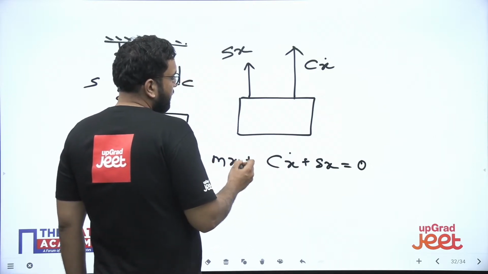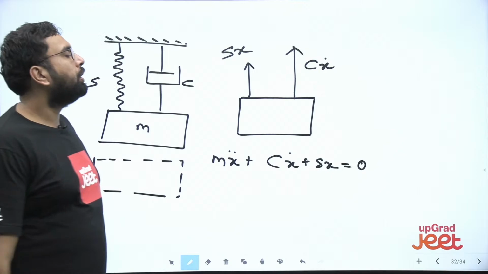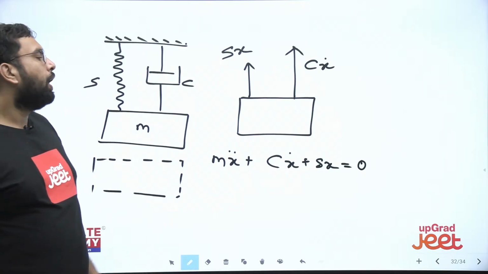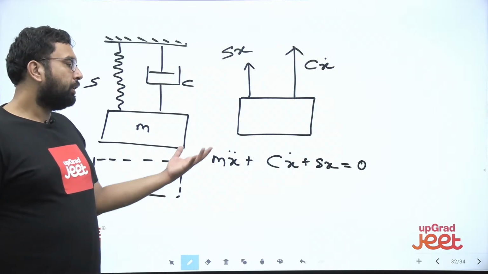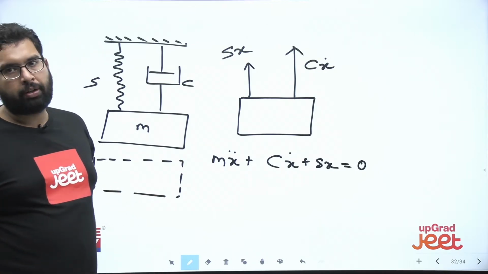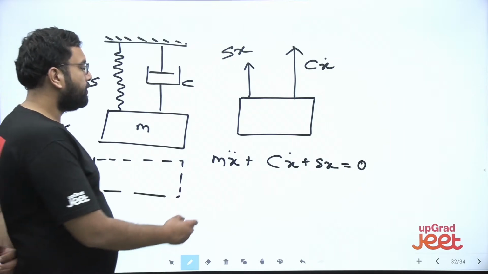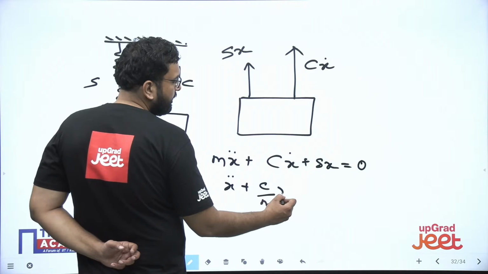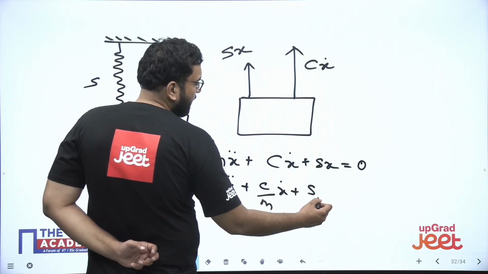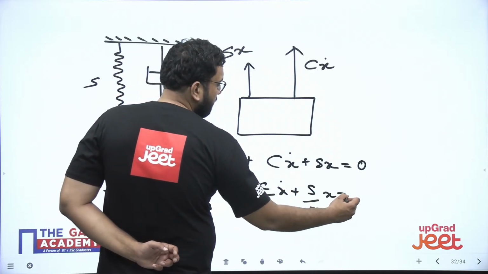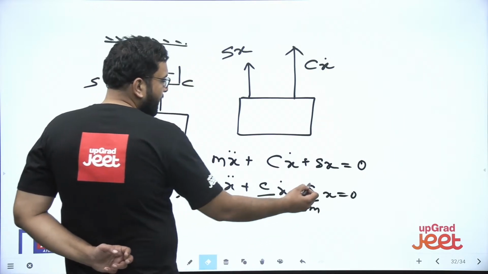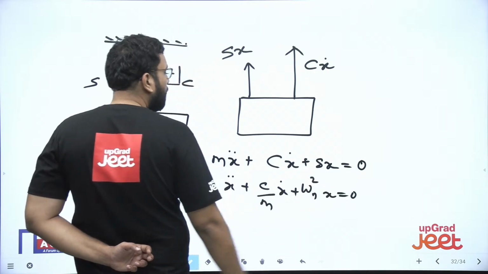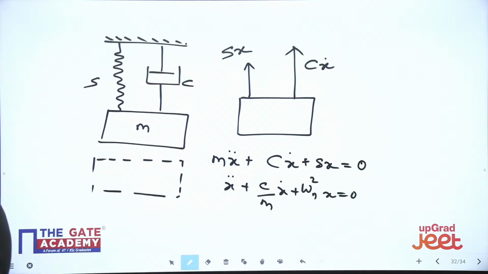And since it is a linear system, we are going to use the formula m x double dot plus c x dot plus s x is equal to 0. I hope it is clear to everyone. This is what we call the standard equation of the damped vibration system. So we can write it like this: x double dot plus c by m x dot plus s by m x is equal to 0. This s by m is nothing but omega n square. So this can also be called the standard equation of the damped vibration system.